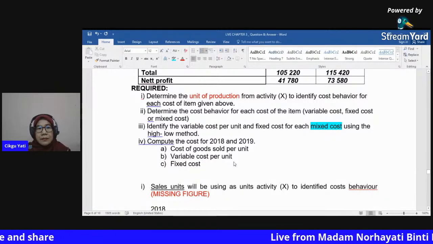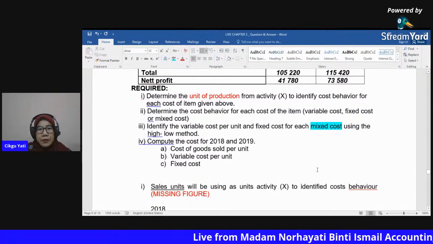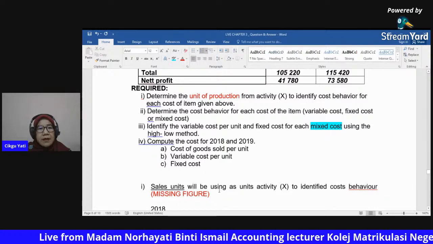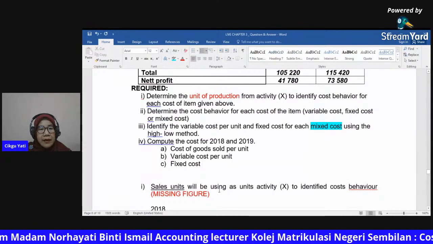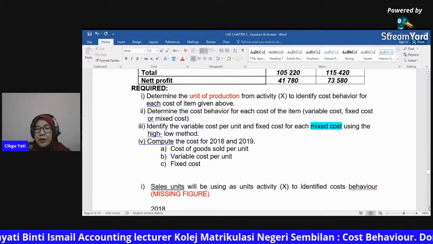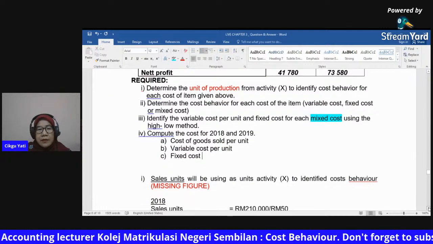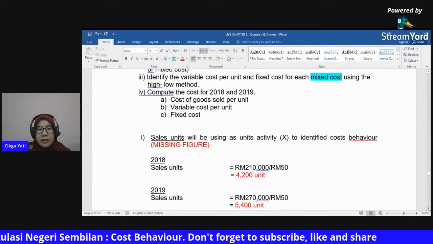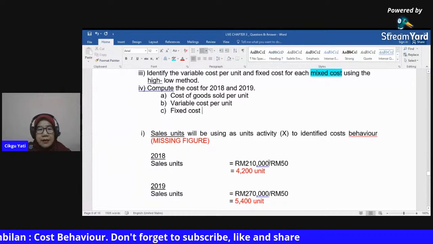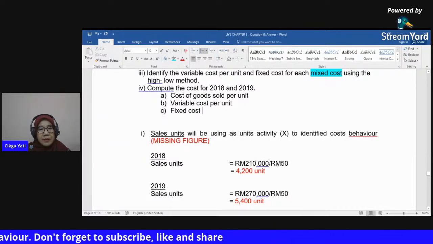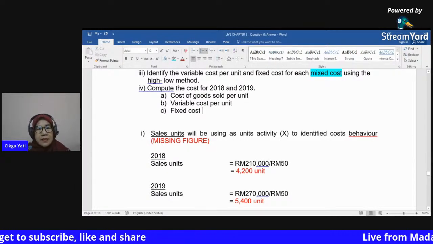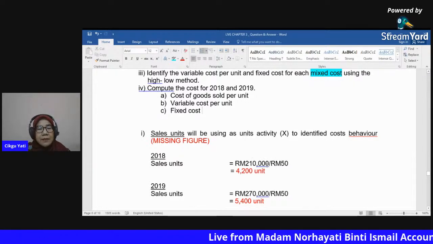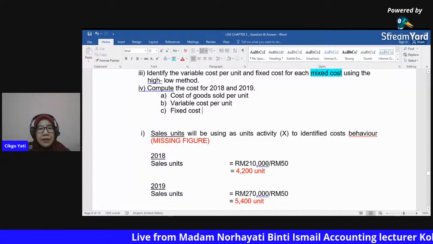Okay, now we just want to calculate. Just now I told you the missing figure is units, or sales in units. You have to calculate it. What is the formula? This is the formula: total sales, because this is the statement. You have to calculate sales in units, so total sales divided by selling price.